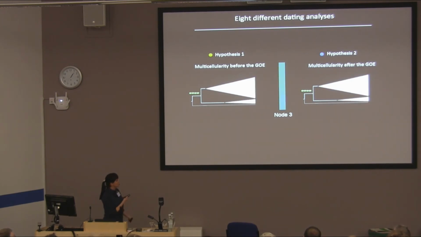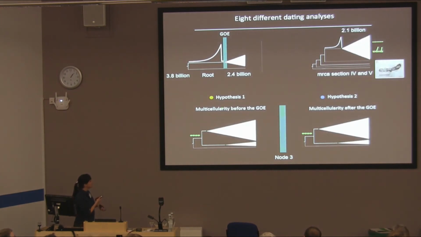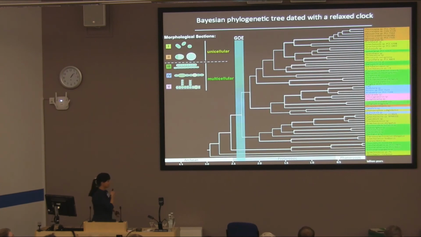Now I want to test those two hypotheses. So basically, we know multicellularity occurred very, very early in the phylogeny. We can now restrain the age of this multicellular ancestor to be more likely before the Great Oxidation Event or more likely after the Great Oxidation Event. So if I use those two different hypotheses as an input to calibrate my phylogeny, here again is a summary of the different calibrations: the root, those terminally differentiated cyanobacteria and those two hypotheses. We come to the results.